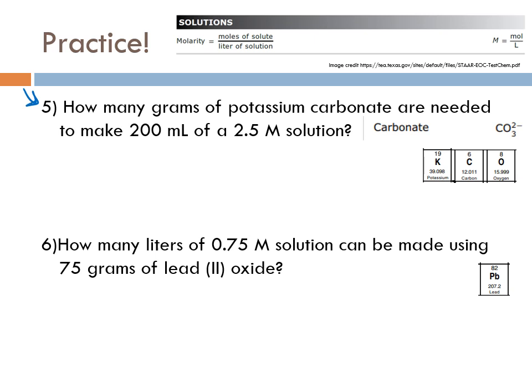How many grams of potassium carbonate are needed to make 200 milliliters of a 2.5 molar solution? This question is different because instead of solving for molarity, we're actually given the molarity and we're given a volume. We need to solve for moles so we can turn those moles into grams. But we're going to use the same formula. We're just going to set it up a little bit differently.